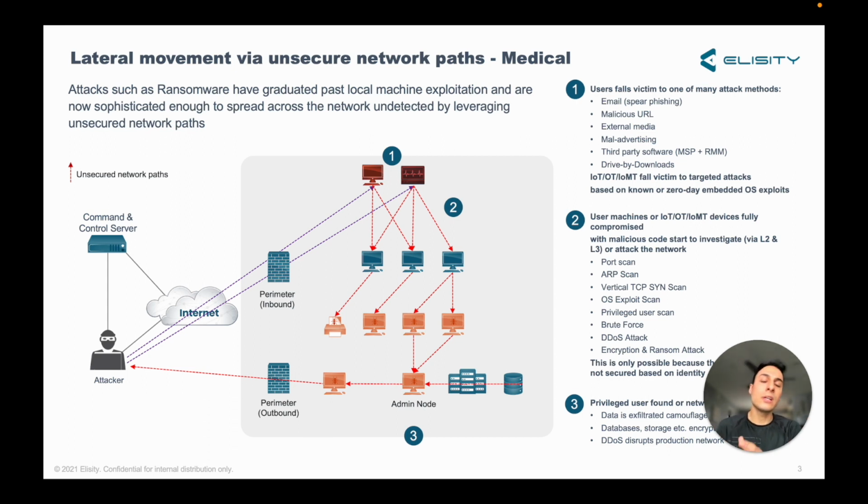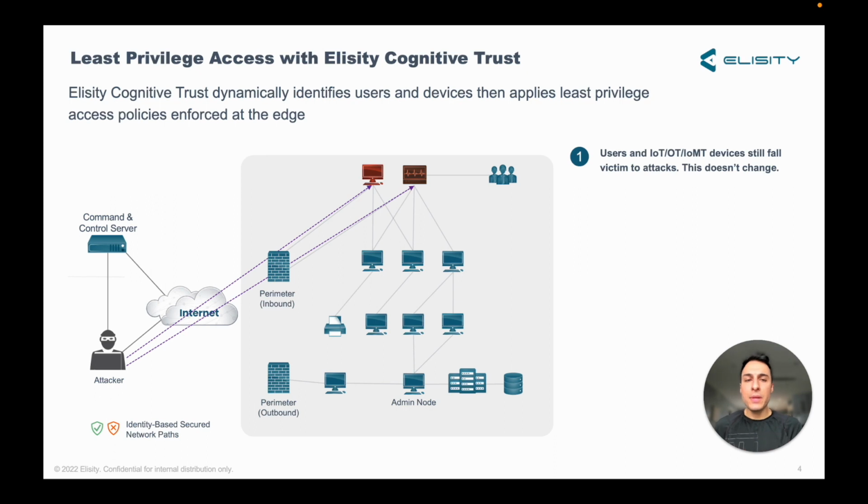All right, now let's take a look at what happens when you secure it with the Elisity and Medigate combined solution. So initially, the same thing is going to happen. Users and devices are still going to fall victim to attacks. I mean, we're human. We're going to click on the wrong links. We're going to download the wrong files. We're going to insert the wrong media. We're going to be fooled by emails. And then we're going to be exploited.